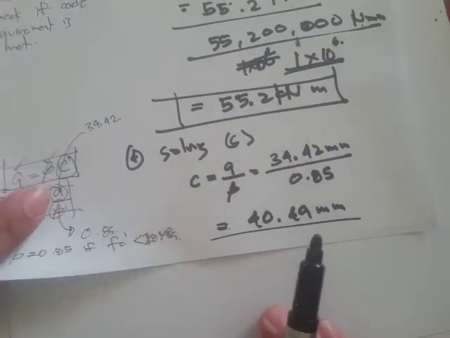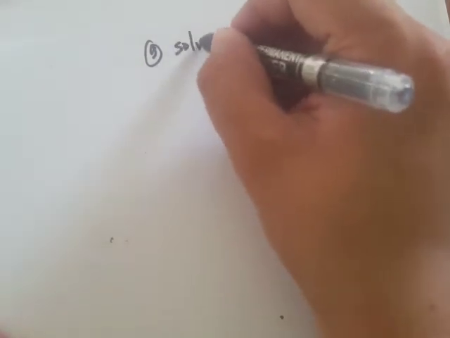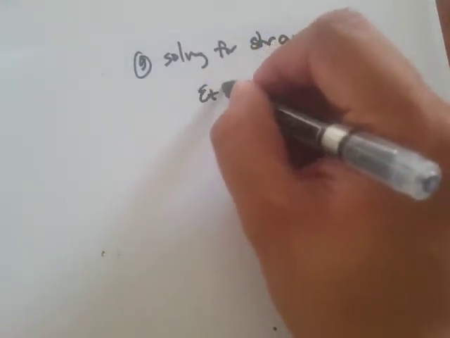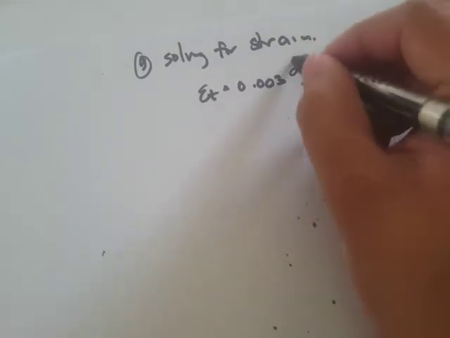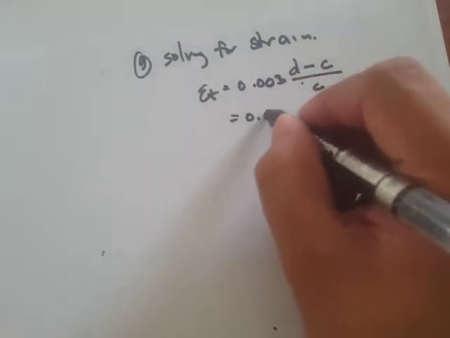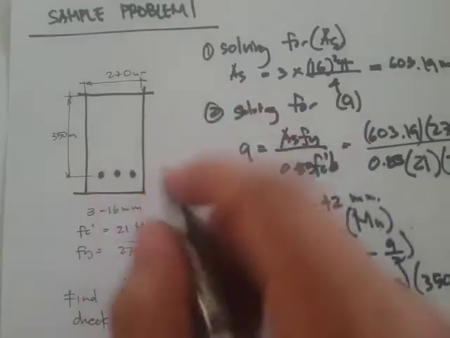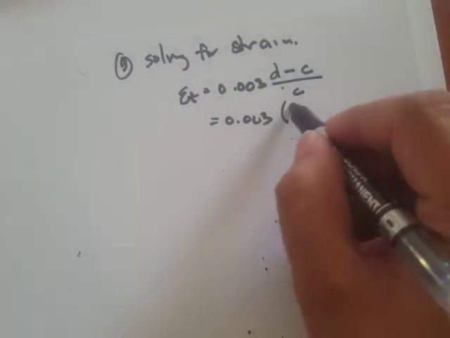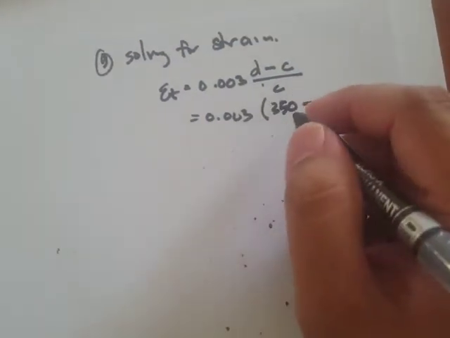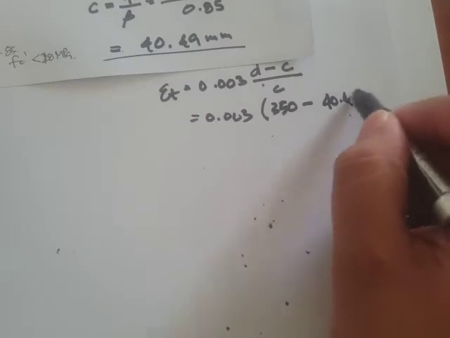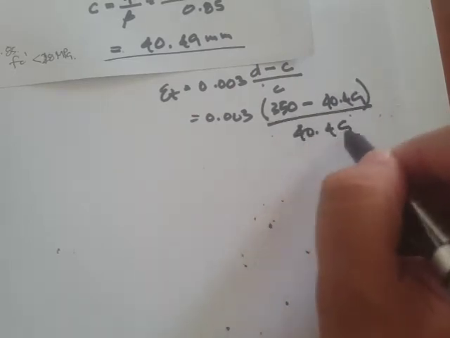Now we'll solve for the strain value. Step 5, solving for strain. Our equation is 0.003 times (d minus c) all over c. What is our d? Our effective depth is 350. So 350 minus our c, which is 40.49, all over c, 40.49.